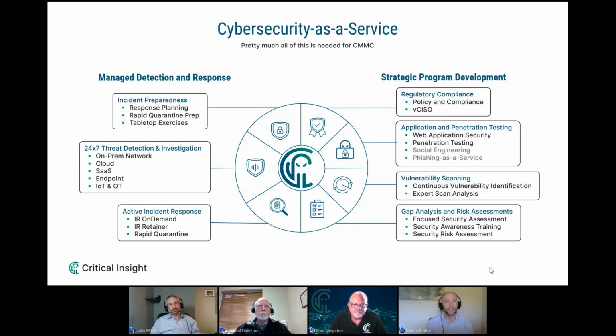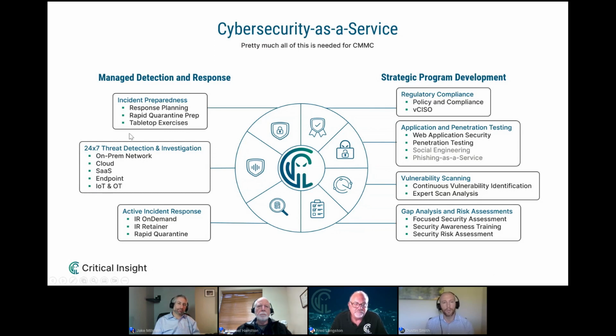So doing an annual risk assessment, security assessment, and doing security awareness training, those are all CMMC level 2 requirements. And then on the left with managed detection and response, that's your incident response capability. All those things work together to create a capability.